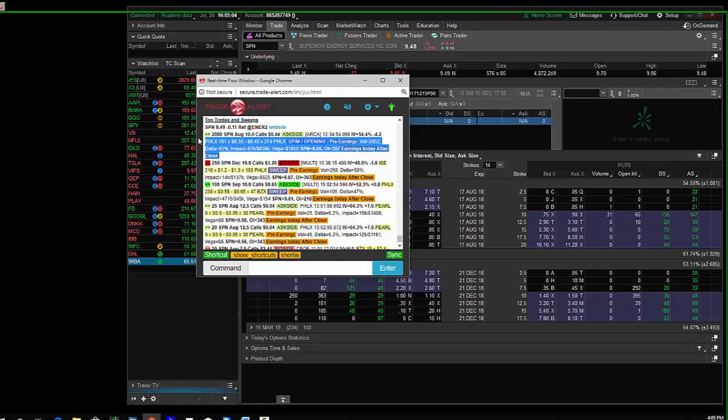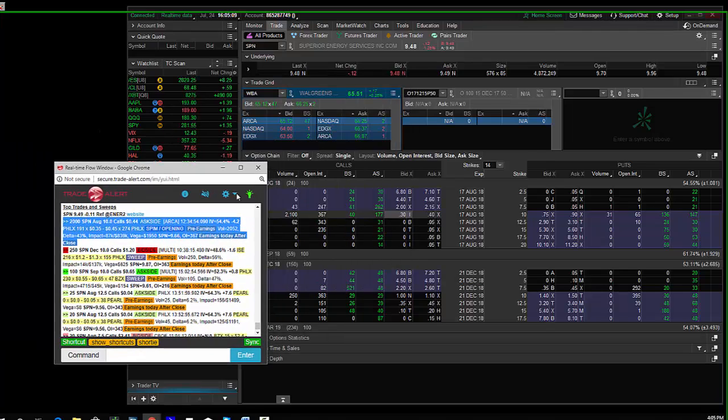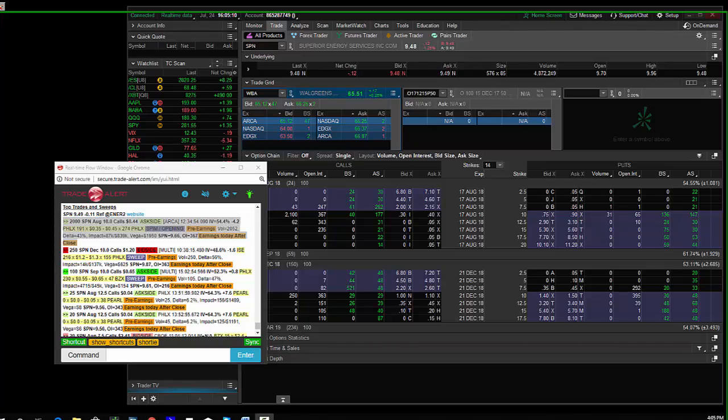So, dollar amount, probably not the biggest trade in the world, but today's trade, and you could have gotten them at 35 cents, is to buy the SPN August 10 calls for 35 cents. Delta long, gamma long, theta short, vega long.